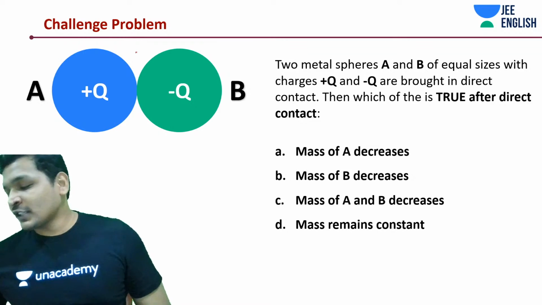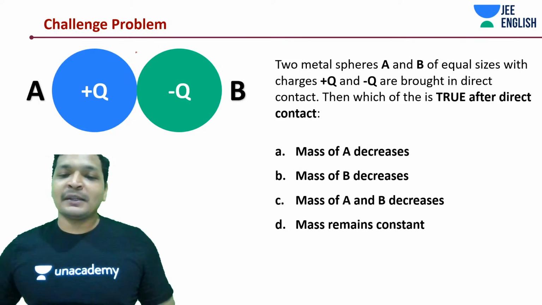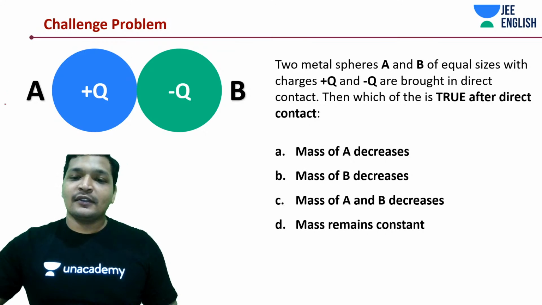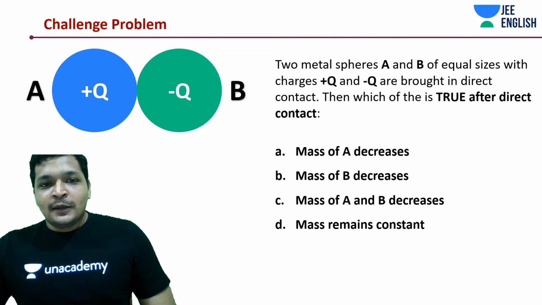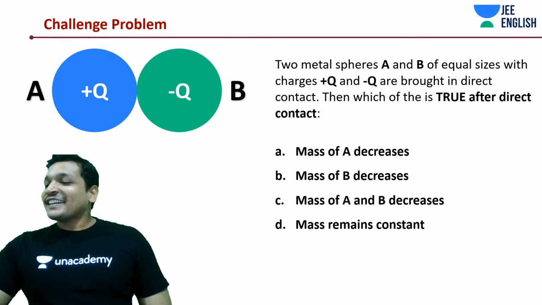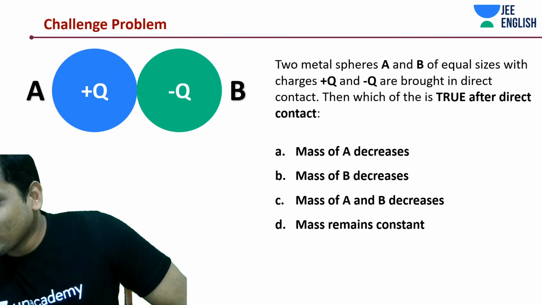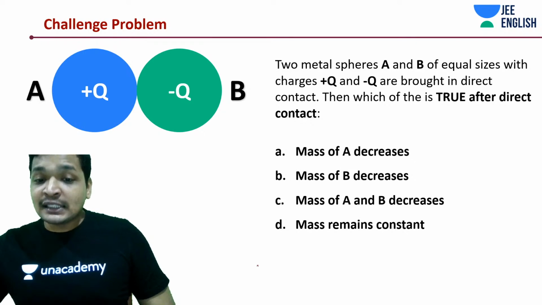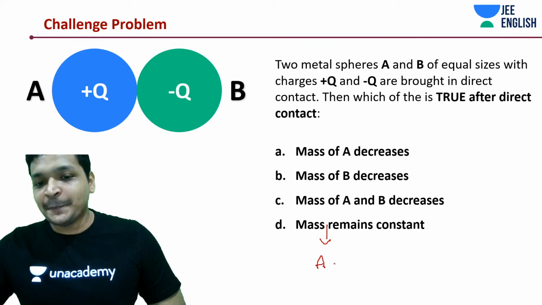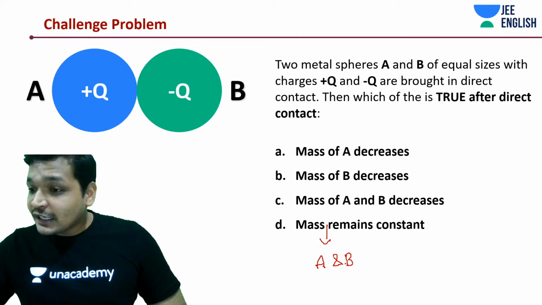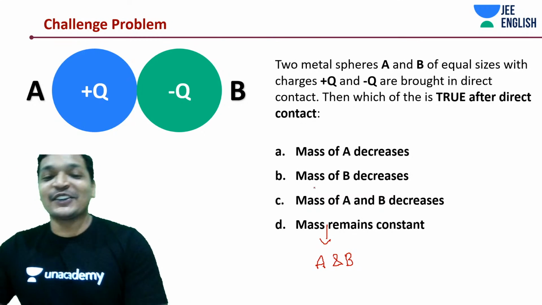The overall system remains constant. Let's say the mass of A and B remains constant. Good. Really good. See, Madhu, the system should remain constant. It's my mistake. It should have been A and B. Okay. Really good, Rohit.